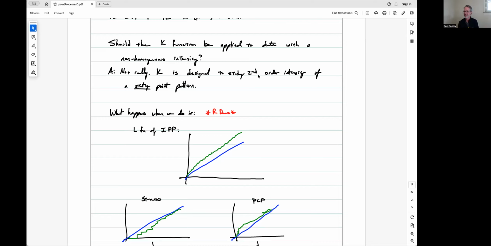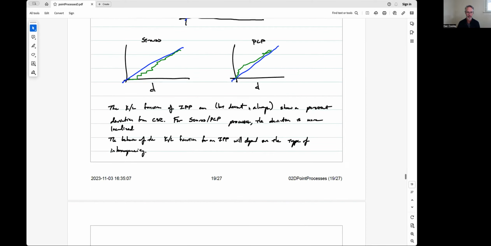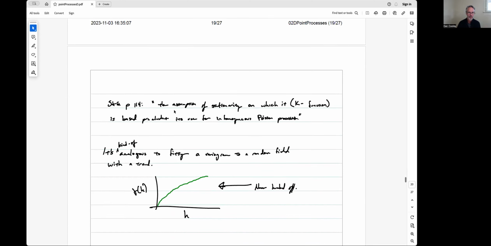The same is true here, and to quote Schabenberger and Gotway, they say on page 114, the assumption of stationarity on which the K function is based precludes its use for inhomogeneous Poisson processes. So what they're saying is, if you have an inhomogeneous Poisson process, don't use the K function.